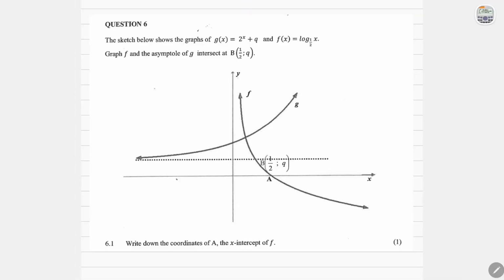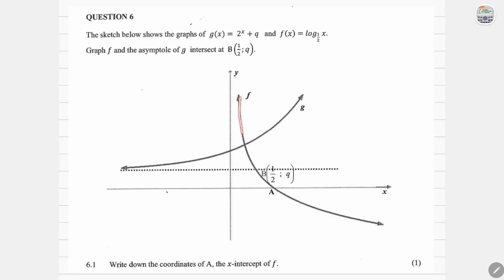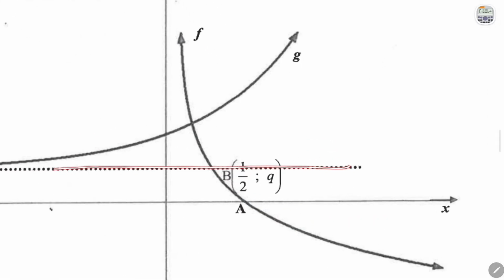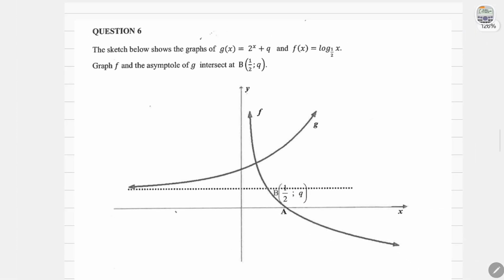Question 6 says, the sketch below shows the graphs of g of x is equal to 2 to the power of x plus q, and f of x is equal to log x to the base of a half. The graph of f and the asymptote of g intersect at B, which is a half and q. So what does that mean? Well, it just means that this line's y value is the exact same y value as this point. So if we find out what point B's y value is, then we will know what that asymptote of g is.